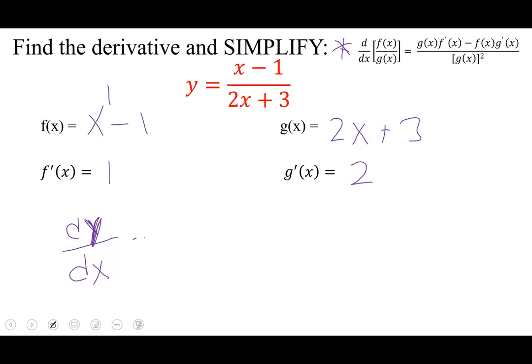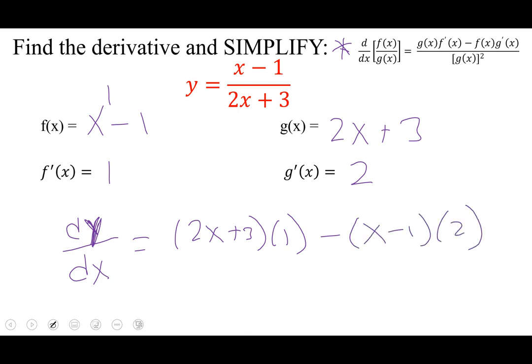It doesn't really matter. So if we use the formula, you're going to start by multiplying the g times f prime. So that's going to be 2x plus 3 times 1. Then always a subtraction, x minus 1 times 2. And again, feel free to invert those if you want to make it just a little bit easier to see. All over the denominator squared. So the denominator squared is the quantity 2x plus 3, and you're going to go ahead and square it.